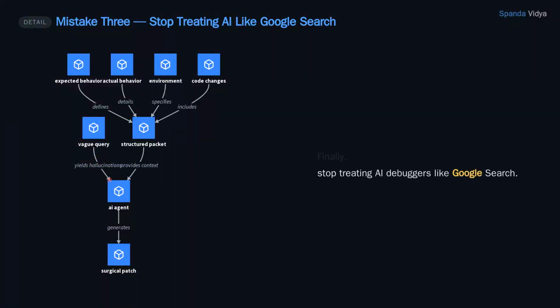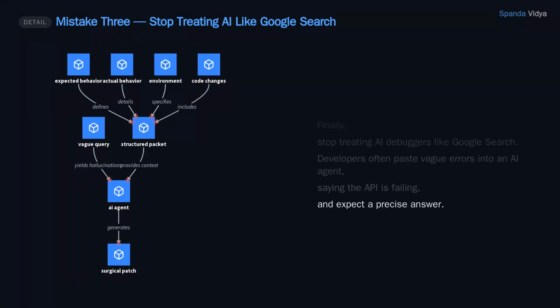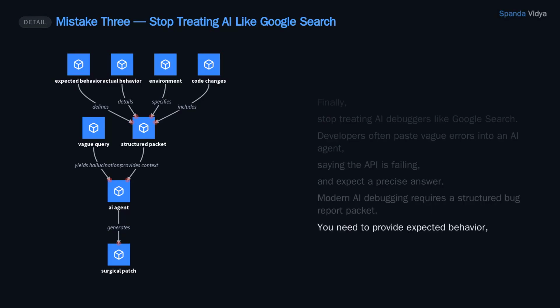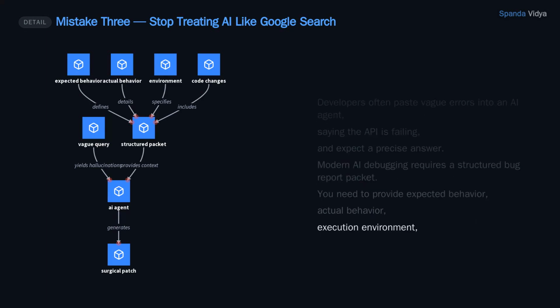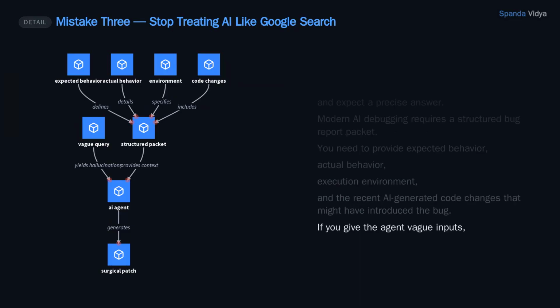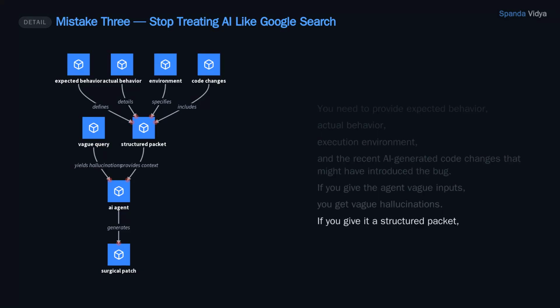Finally, stop treating AI debuggers like Google search. Developers often paste vague errors into an AI agent, saying "the API is failing," and expect a precise answer. Modern AI debugging requires a structured bug report packet. You need to provide expected behavior, actual behavior, execution environment, and the recent AI generated code changes that might have introduced the bug. If you give the agent vague inputs, you get vague hallucinations. If you give it a structured packet, it gives you a surgical patch.